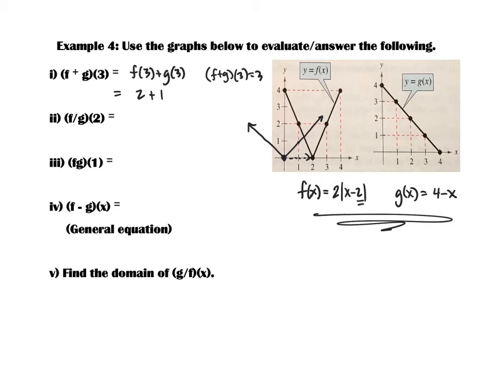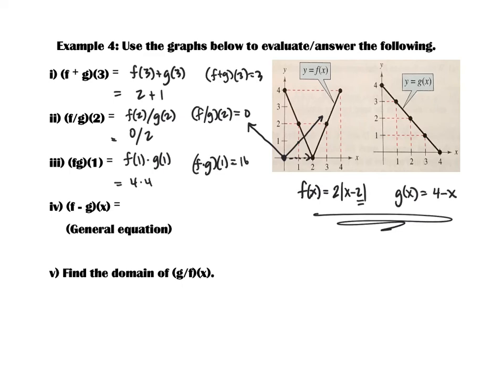(f divided by g) of 2 is f of 2 divided by g of 2. f of 2, if I look at the graph, is 0. g of 2 is 2. Therefore, (f divided by g) of 2 equals 0. (f times g) of 1 is the same as f of 1 times g of 1. f of 1 is 4. g of 1 is 4. Therefore, (f times g) of 1 is equal to 16.